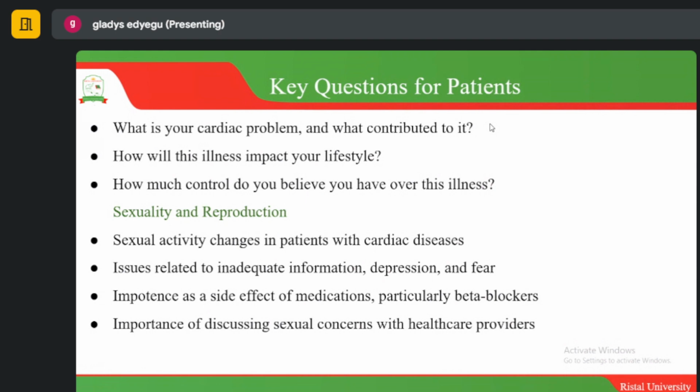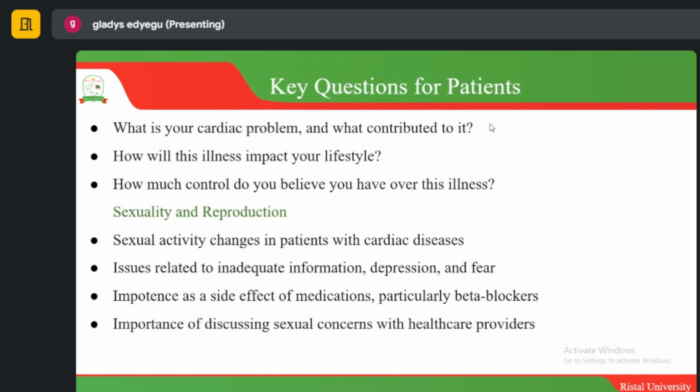What is it all about in relation to the cardiovascular system conditions? So sexual activity changes in patients with cardiac diseases. In most cases, sexual activities need a lot of energy, and most of these patients may not be able to. So even their sexual activity changes. If someone has been that kind of active person, they end up deteriorating because they feel they cannot have the strength to do that.